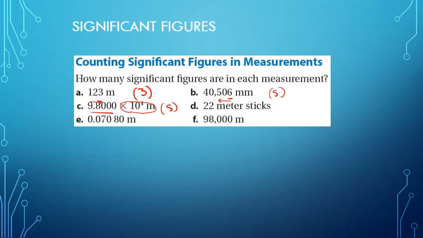When I look at the fourth example, 22 meter sticks. Again, no non-zero numbers, so both of the 2's are significant. So that would be 2 significant digits.